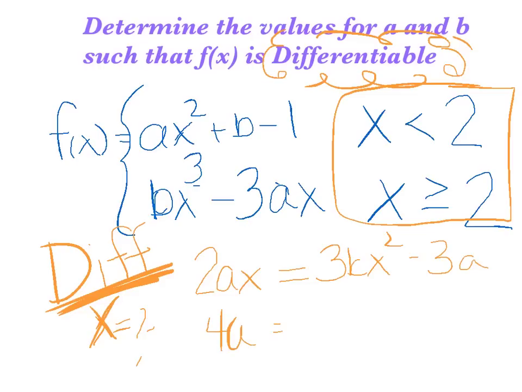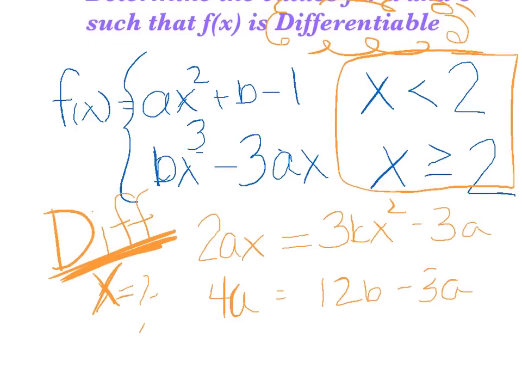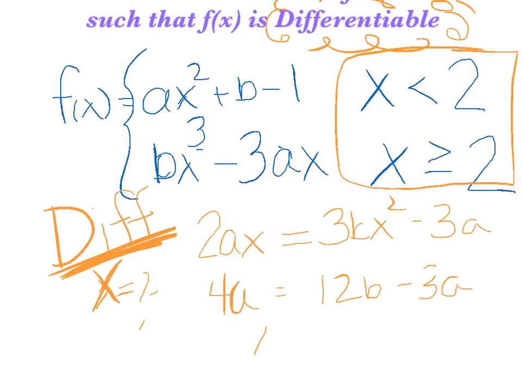So I should get 4a equals 12b minus 3a. And I can't go too far. I'm just going to at least put the a's on the same side. I'm going to say 7a equals 12b.